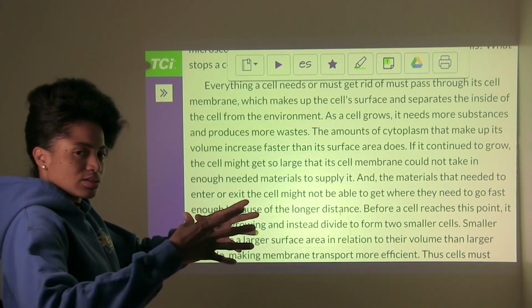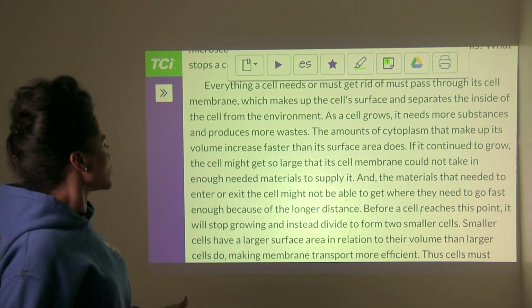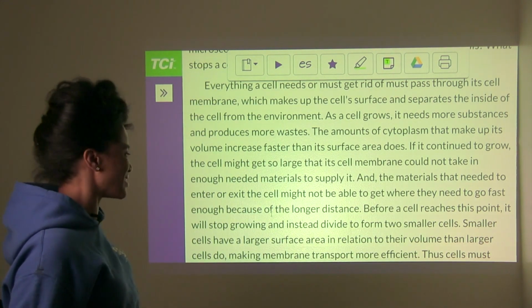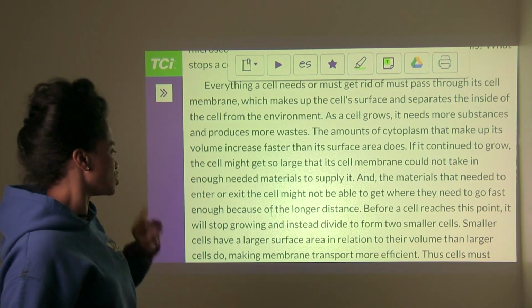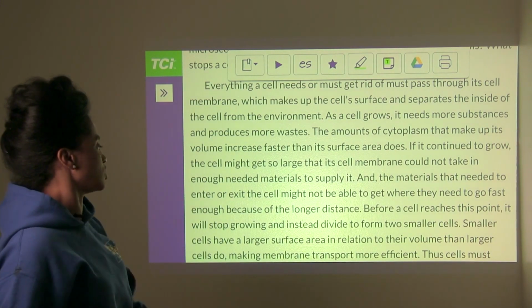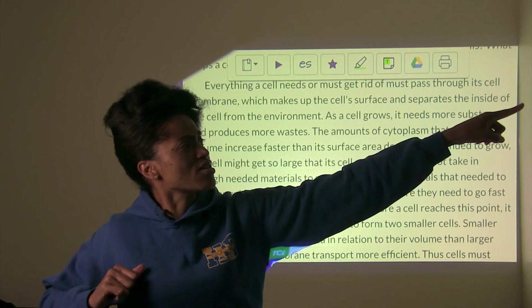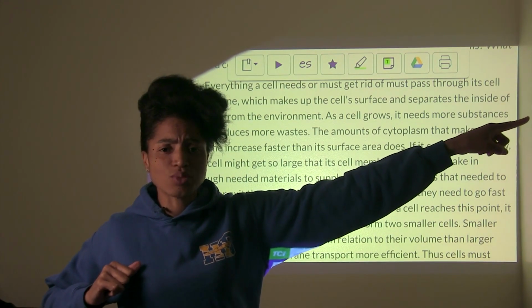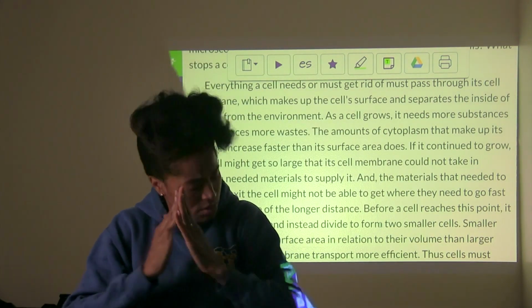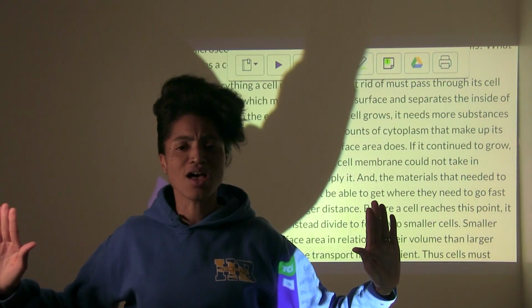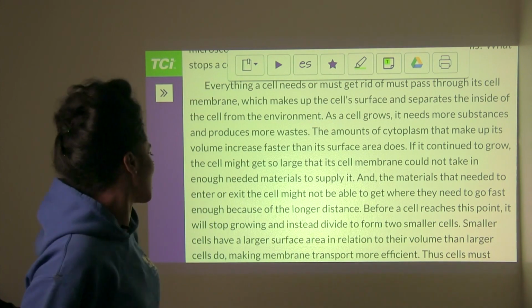The longer distance, right? Before a cell reaches this point, it will stop growing and instead divide to form two smaller cells. Before I travel this far, I will split and make two cells. Basically, that's what it's designed to say, right?